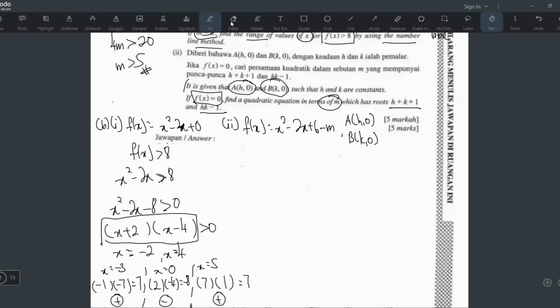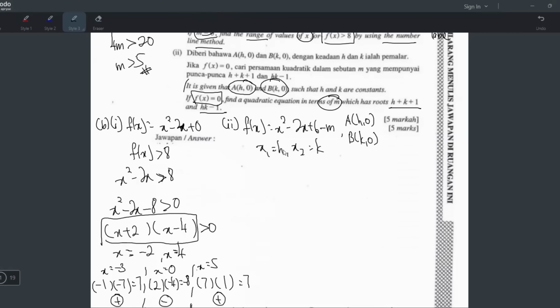The first time is for the old equation, the original equation. And we already know x1 is h and x2 is k, because they already said these two are the roots. So now we do the SOR and we do the POR.